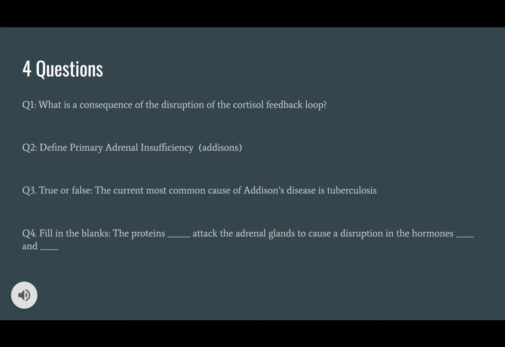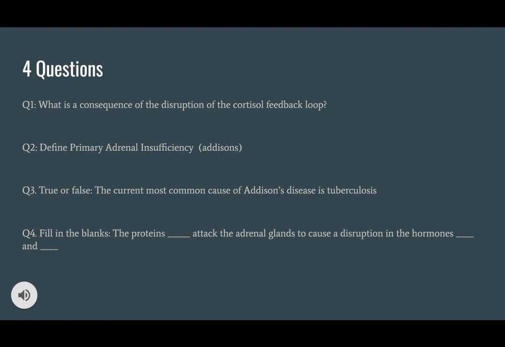Okay, question 3. True or false? The current most common cause of Addison's disease is tuberculosis. Answer. False. It is believed that autoimmune reaction is the most common cause.